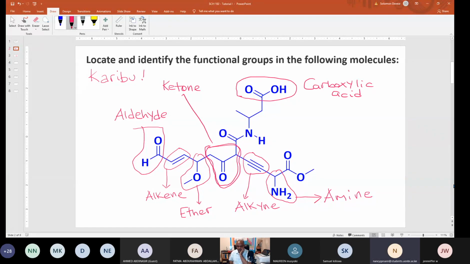And then when you look at this one, this one is an ester. And then the last one, this one is an amide.